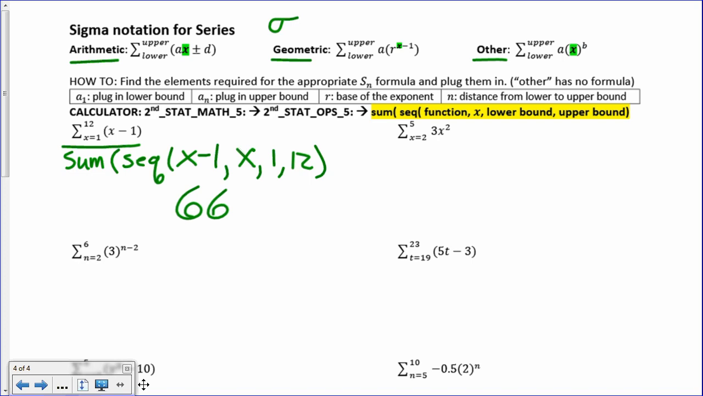Okay? Doesn't matter whether it's arithmetic, geometric, or others. It'll do the work for you. Okay? Let's try this one. Alright, so everybody hit second stat, then go over to math 5. So you get the sum set up. Then you go to second stat ops 5 to get the sequence set up.